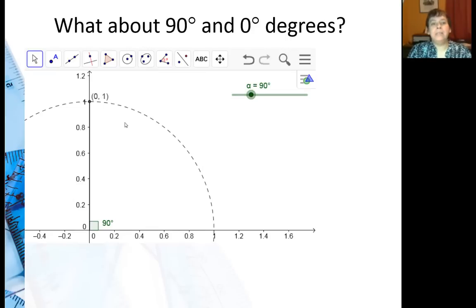Well, in this case, the opposite leg is 1 and the adjacent leg is 0. So then you have 1 over 0. 1 over 0 is undefined. So tangent of 0 degrees is 0, and tangent of 90 degrees has no value. Your calculator, if you're in degree mode, will choke on tangent of 90.